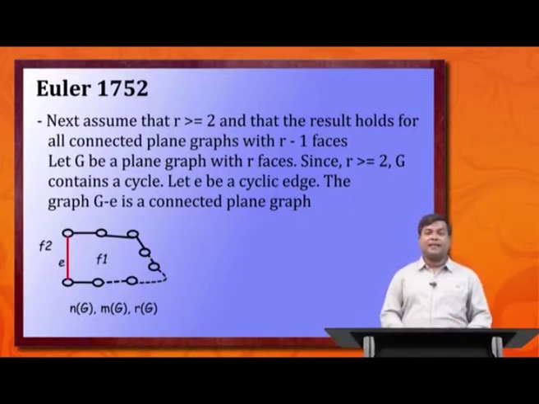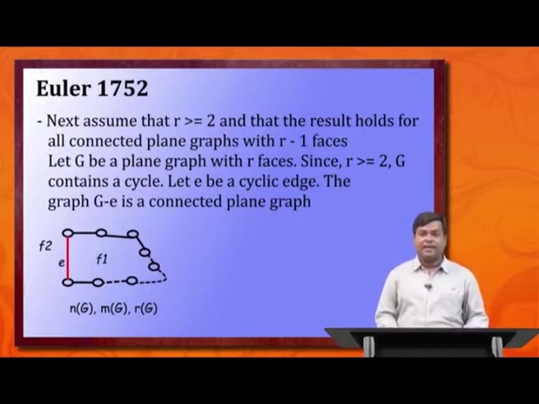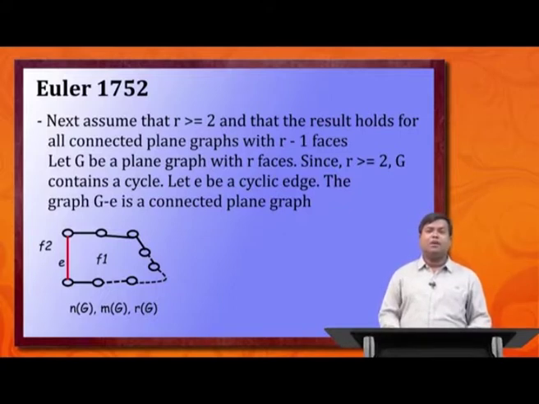Right? Let's start. Let G be a plane graph with r faces. Since r is greater than or equal to 2, G will always contain a cycle. Now let's consider E to be a cyclic edge. Then the graph G minus E is a connected plane graph.